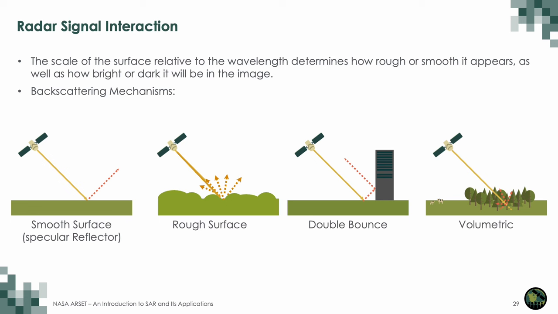The wavelength will determine the interaction with the objects on the surface. And generally, if the roughness of an object or surface is comparable to the size of the wave, then there will be interaction. The surface will appear rough and some energy will be reflected back. A surface is considered smooth if the height variations are much smaller than the radar wavelength.